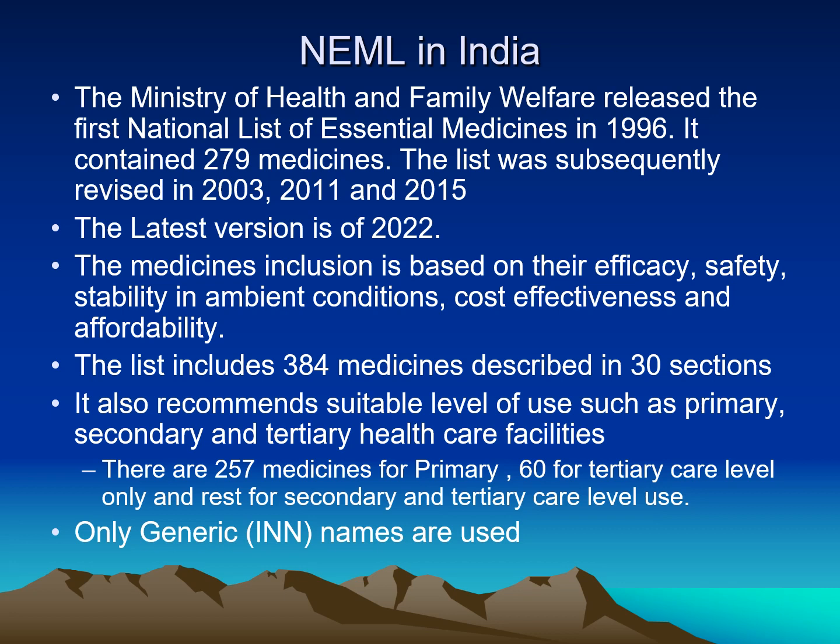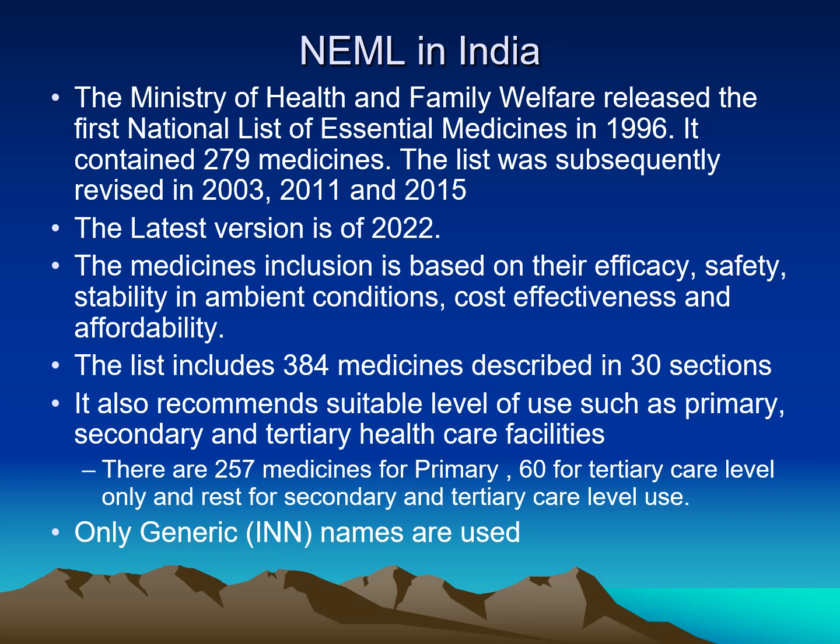Now, National Essential Medicine List in India: the Ministry of Health and Family Welfare released the first list in 1996, which contained 279 medicines. The list was subsequently revised periodically in 2003, 2011, 2015, and the latest version is of 2022.